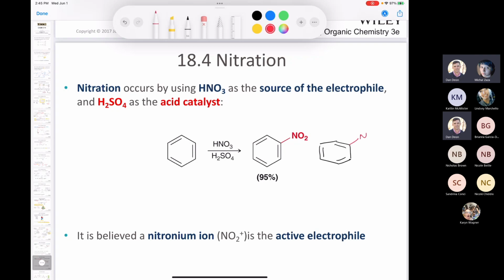You have a nitrogen. It's got a double bond and 2 single bonds. Therefore, it has a positive charge. And then you have a negative charge on one of the oxygens. That is a nitro group. Very important. And let's see here. It says nitration. How do you do it? You mix nitric acid as the source of the electrophile with sulfuric acid as the acid catalyst.